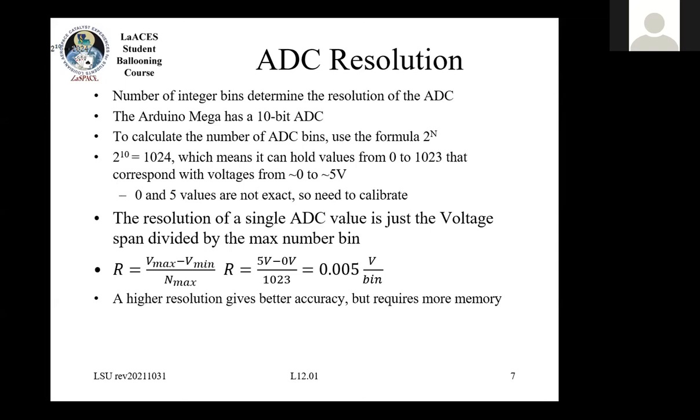So you can get ADCs in all kinds of different resolutions. You can get 8-bit ADC is fairly common, 10-bit, 12-bit, 14, 16, right? But all of these, they're going to take more memory to store the value, right? It takes more space to store a 16-bit number than it does an 8-bit number. And there's also going to be some trade-offs in how quickly you're going to get outputs out of your ADC.